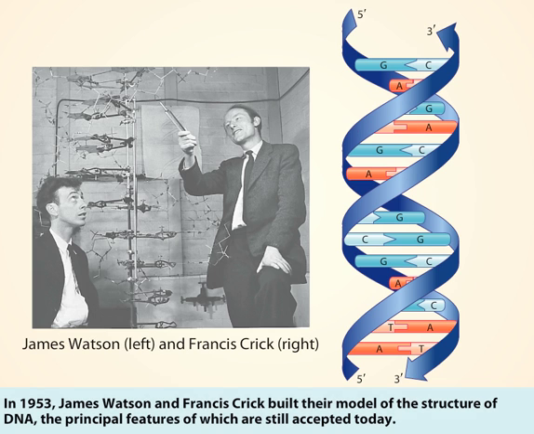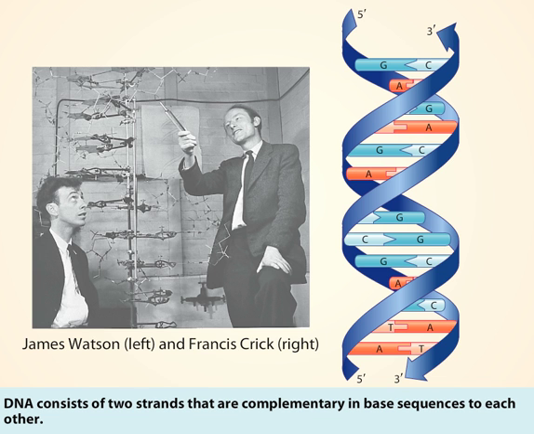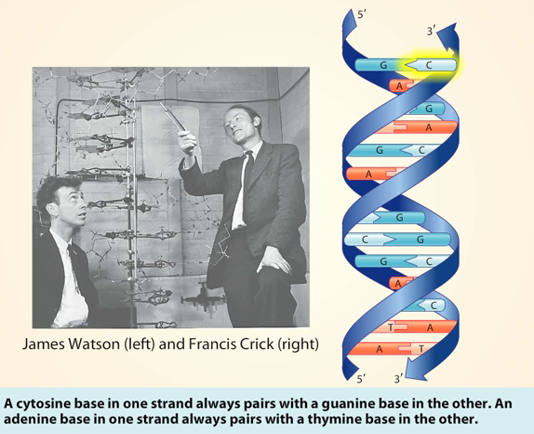In 1953, James Watson and Francis Crick built their model of the structure of DNA, the principal features of which are still accepted today. DNA consists of two strands that are complementary in base sequences to each other. A cytosine base in one strand always pairs with a guanine base in the other. An adenine base in one strand always pairs with a thymine base in the other.